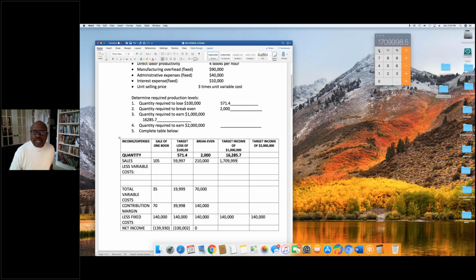For our costs, we have to do a similar thing. We have to multiply the 16,285.7 times this 30 variable cost, 35. And we're going to come up with the total variable cost is 56, I guess about 57,000. So let's just make it 57,000.